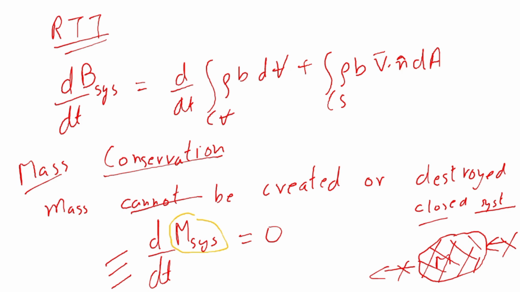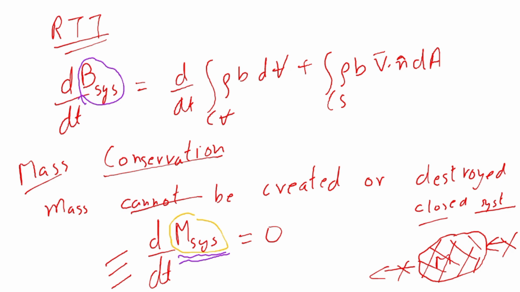Now our job is to transform this mass conservation axiom from a system approach to a control volume approach so that we can use it for fluids. So that's the goal here, and that's where the Reynolds transport theorem comes into play. If you see here, the property that we are looking at is mass. So here B in this Reynolds transport theorem is nothing but the mass of the system.